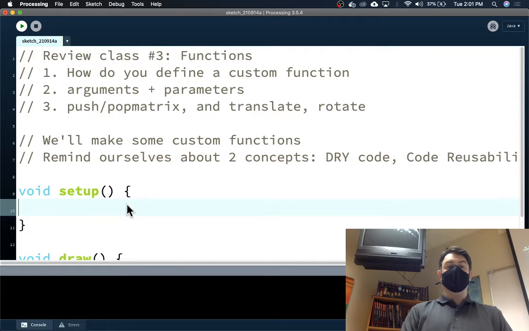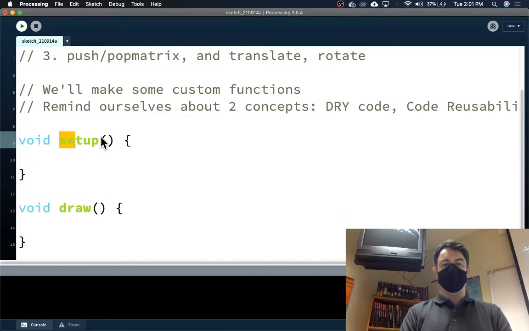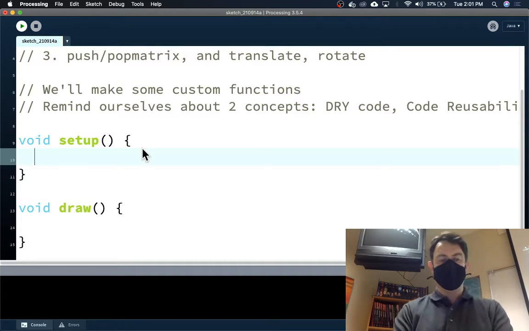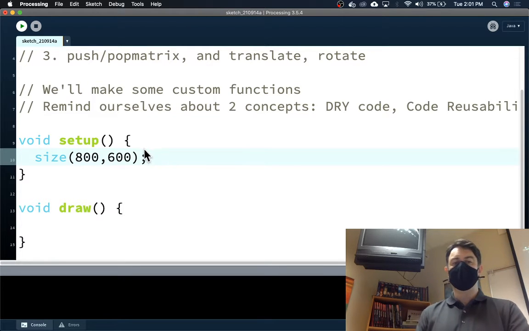Okay, so as we get started, we're going to start with our setup here, and we'll just choose a size. I think I'll just go with good old 800 by 600. This was the standard resolution for monitors when I was doing my computer science degree, which will tell you how long ago that was.